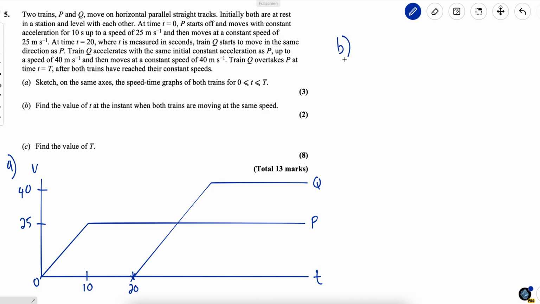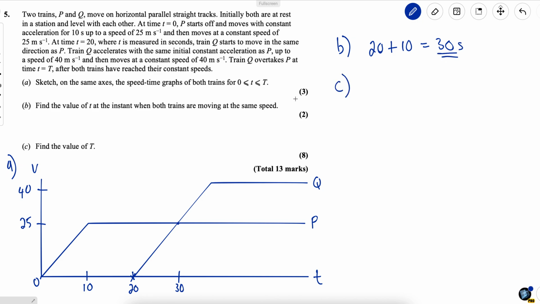Part B, find the value of t at the instant when both trains are moving at the same speed. Well, the time when they're both moving at the same speed will be here, when they're both moving at 25 meters per second. It took 10 seconds for P to reach a speed of 25, so at the same acceleration it will take train Q 10 seconds to reach the velocity of 25. So that's another 10 seconds here. So we've got the initial 20 plus another 10, which equals 30 seconds.